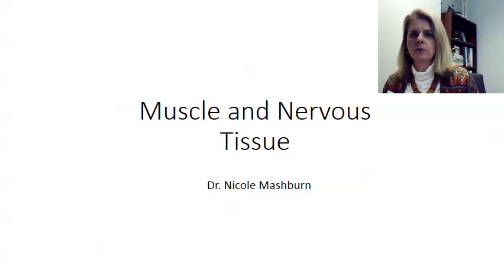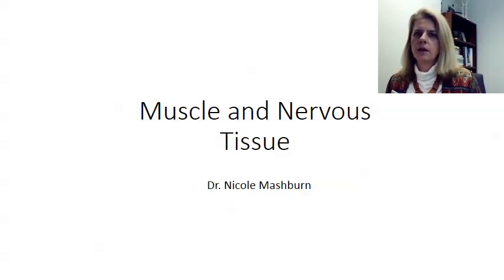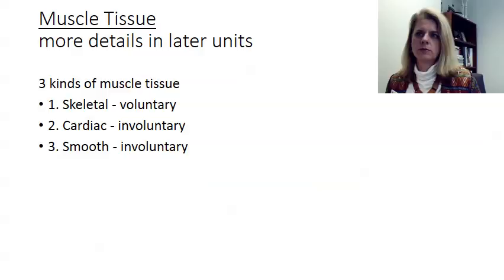Hello again, Nicole Mashburn, and so now we're going to finish up nervous and muscle tissue. These are our last two types of tissues that we're going to study for this unit. So let's start with our muscle tissues.